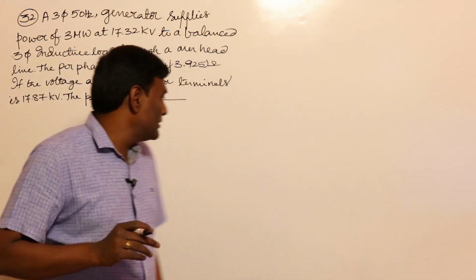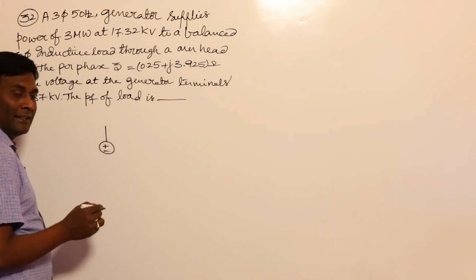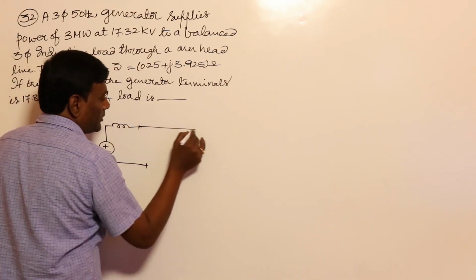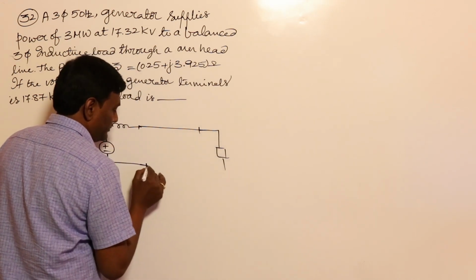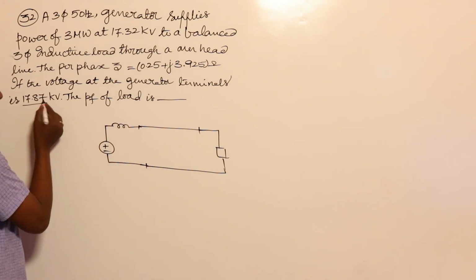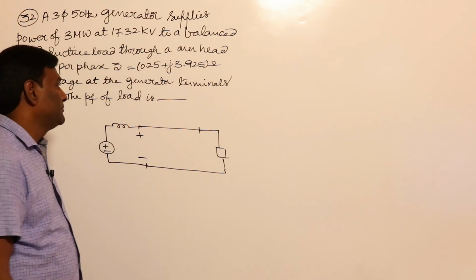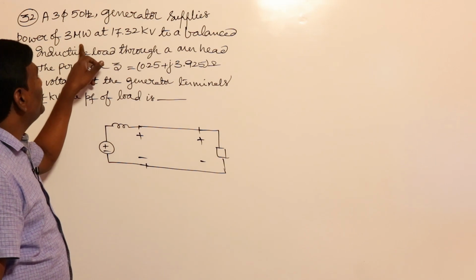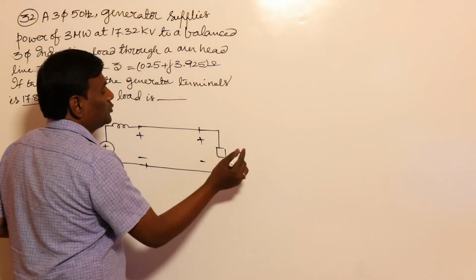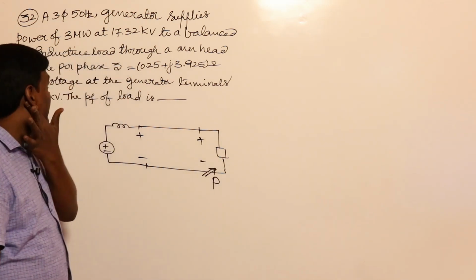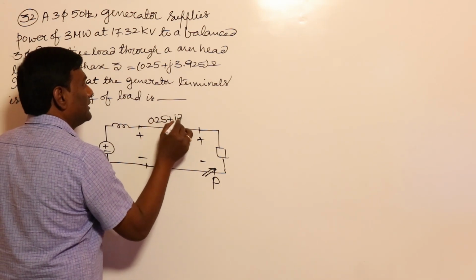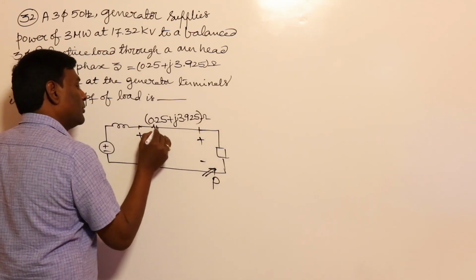Basically, let us try to understand the question here. Here we know the generator terminals. Internally this is the generator terminal, this is going to be the transmission line, and this is going to be the load. At the generator terminals they have given 17.87 kV, so here 17.87 by root 3. This is the load side, with power of 3 megawatt at 17.32 kV, so it is 17.32 divided by root 3. The load is absorbing P, which is 3 megawatt for 3 phase or 1 megawatt per phase, and the transmission line impedance is 0.25 plus j3.925 ohm. Here I have resistance and reactance.